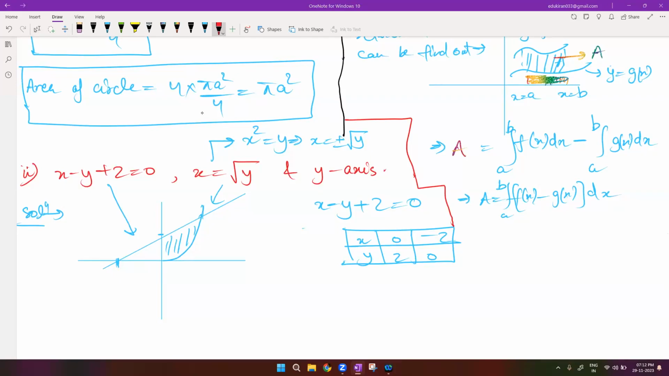Now I want to find this area. See, to find this area, I can't find it directly. First, I will need this point, because this point will tell me from which point to which point I have to integrate. Right? To find this point, you can replace x with y minus 2 from the first equation. I mean, what is this intersection point?